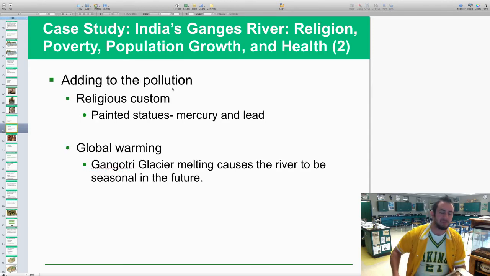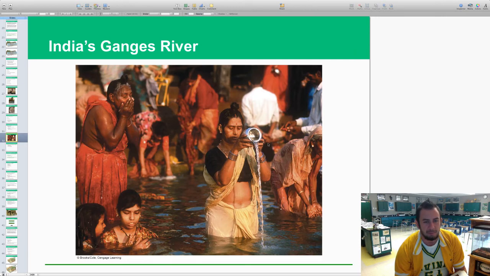Added to the pollution problem, as part of their religious customs, they throw painted statues into the river. Some of them still use lead-based paints and mercury in the paint, which adds even more to the water pollution. Also, global warming is happening in this area, which is causing some scary things. The glacier in that region is melting, causing the river to become seasonal, not only now but in the future, which is kind of a weird thing as well. Here's an image of people praying, gathering, and bathing. It looks like he's drinking in the Ganges River, which again is polluted with all sorts of scary stuff.